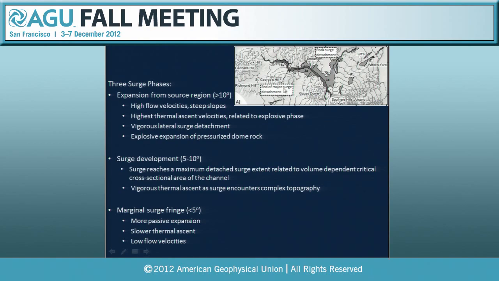In the second region, the medial region, we have surge development. The surge reaches that maximum detached surge extent that's related to the cross-sectional area of the valley. And you also get those vigorous thermal ascents as the surge encounters the complex topography in this area. And then towards the end, in the distal regions, you have this marginal surge fringe. We think it's passive expansion. You have the slowest thermal ascents of the ash plumes, and you also have the lowest flow velocities.